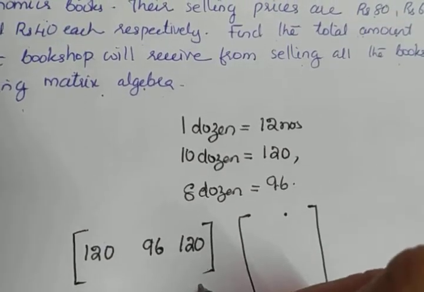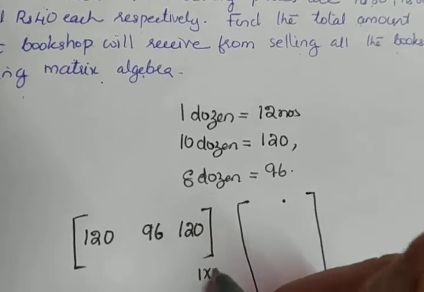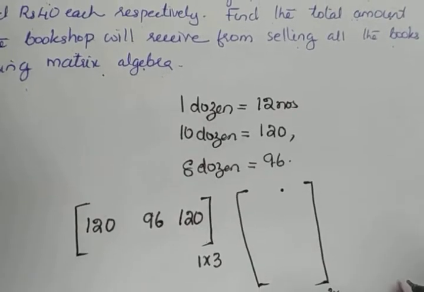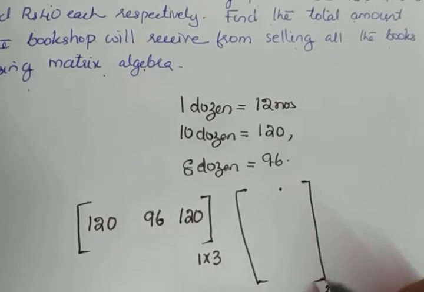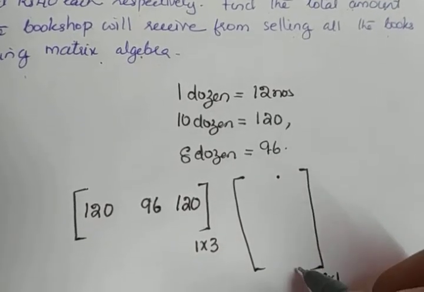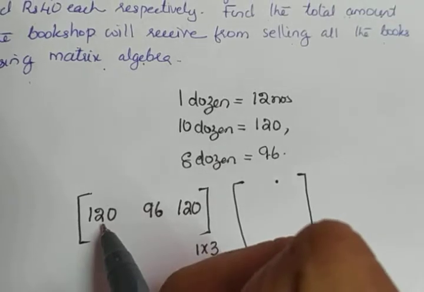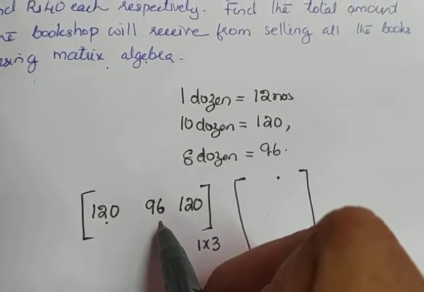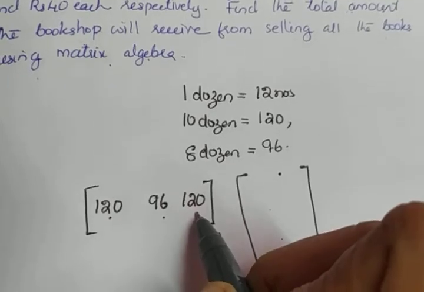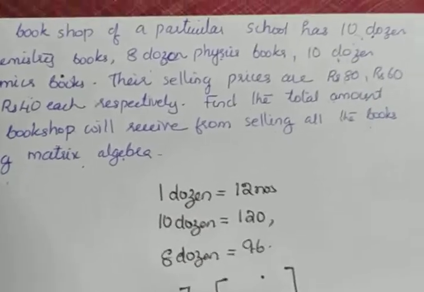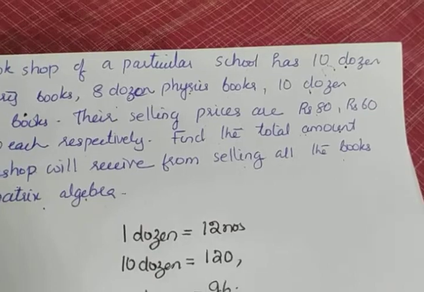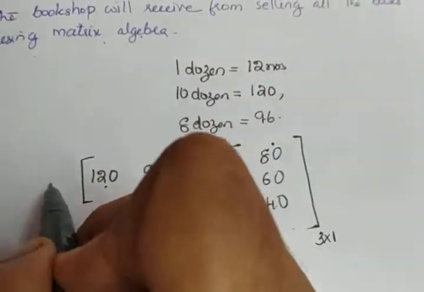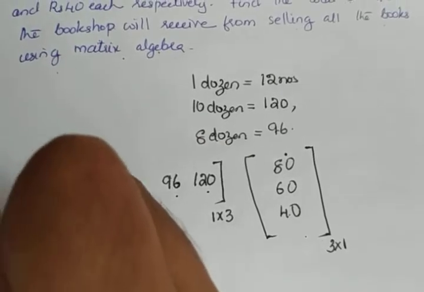So this is a row matrix of order 1 row and 3 columns, and the other must be of order 3 by 1. In this matrix, we will write the cost of one chemistry book, the second element will be the cost of one physics book, and the third element will be the cost of one economics book. The prices are directly given: it is 80, 60 and 40. So this will be our total cost.